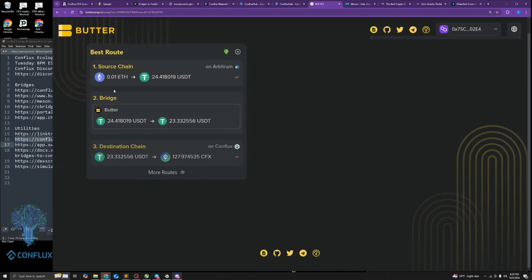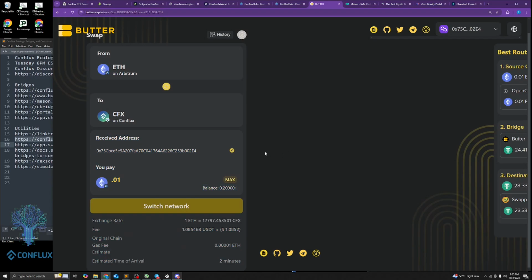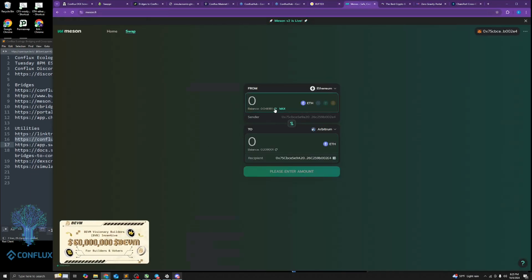Yeah, great point. Because like you said, if I click here, it tells me, okay, OpenOcean is doing this swap, and then Swappy is doing this swap. That's cool. Again, transparency in this time and age is always good. Cool. Let's jump back in.